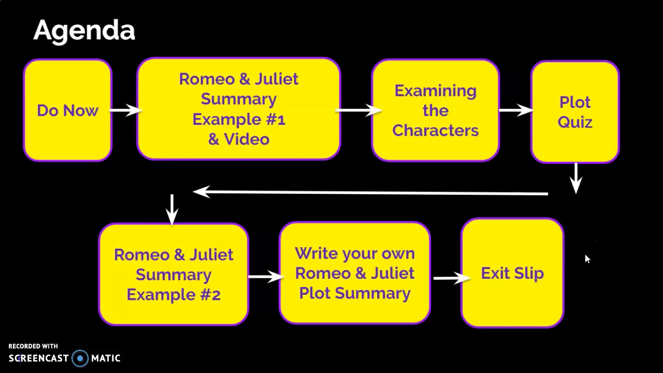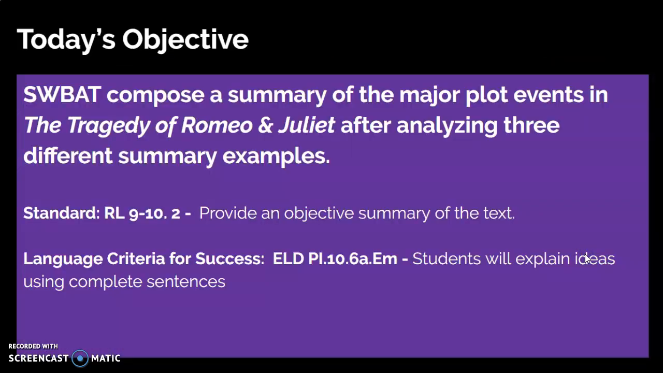All right, so today's objective summarizes that entire agenda by saying that each one of you will be able to compose a summary of the major plot events in the tragedy of Romeo and Juliet after analyzing 3 different summary examples. To get started on those summary examples, go to the next slide, which will give you the new video of instructions for the examples.